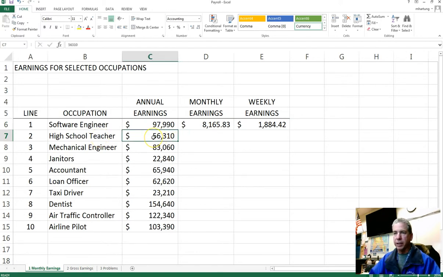Go ahead and calculate the monthly earnings and the weekly earnings for the remainder of these 9 occupations. Well, let's move on over to gross earnings.